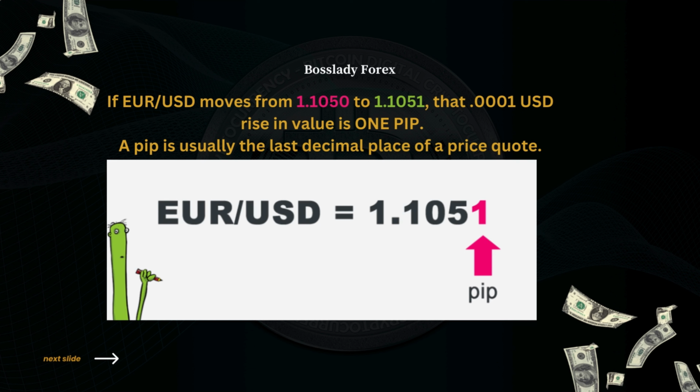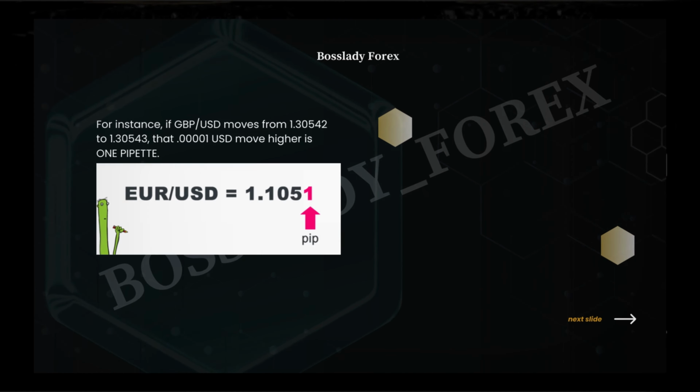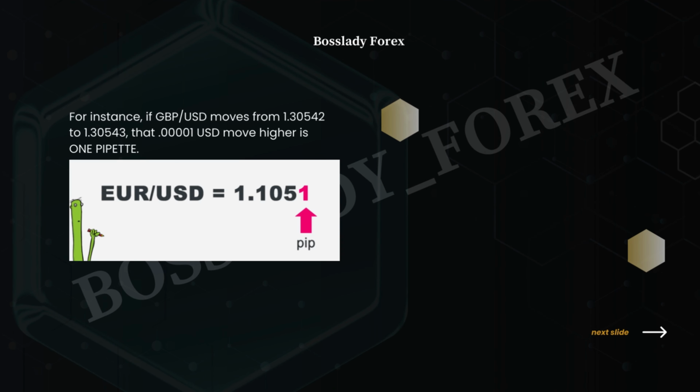Now, moving to the next slide, what is decimal point? I know most persons in my previous classes always ask, what is decimal point in PIP? Is PIP calculated after the decimal point? The answer is yes. If we go back to the example, it is showing 1 point. That point is standing as a decimal, 1.1051. Now, that point is called a decimal. So we start calculating the 4-digit number after the 1 point, which is the decimal point that is shown there.